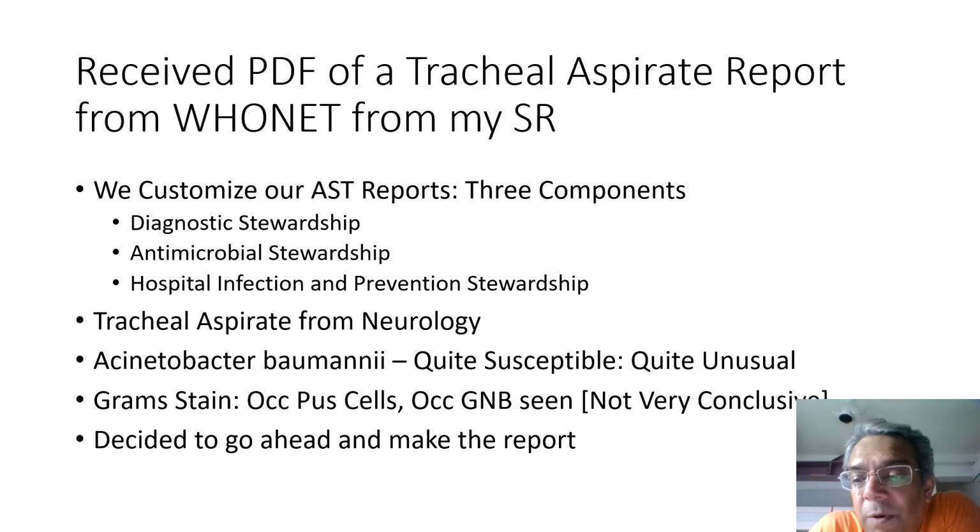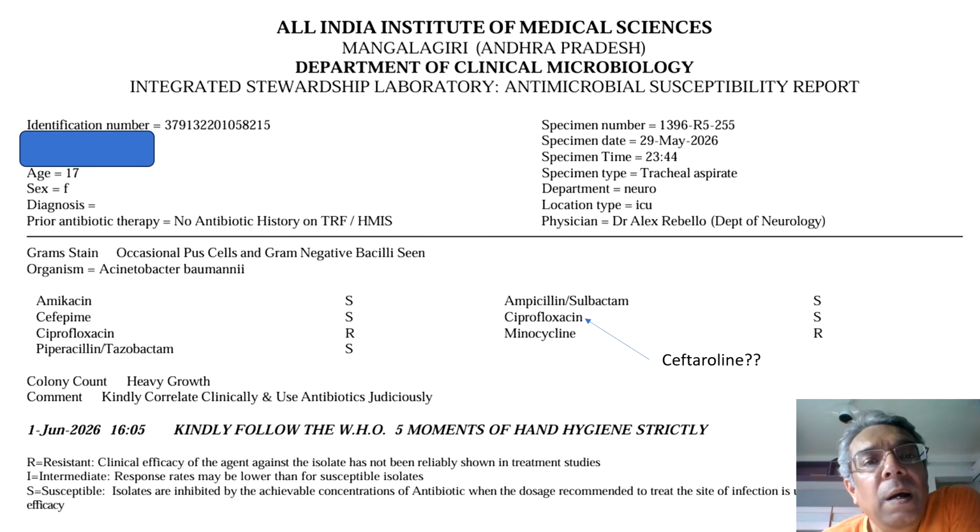So this was a tracheal aspirate from a neurology inpatient that isolated Acinetobacter baumannii and was unusually susceptible, which is not so common. I was quite surprised also. But yes, we checked it on our MALDI. It was Acinetobacter. When we tried to establish diagnostic stewardship, looking at the gram stain, there were occasional pus cells, occasional gram-negative bacilli. But again, this is not very conclusive as to whether this is a true pathogen or not. But still, I decided to go ahead and make the report. And when I made the report, it was something like this.